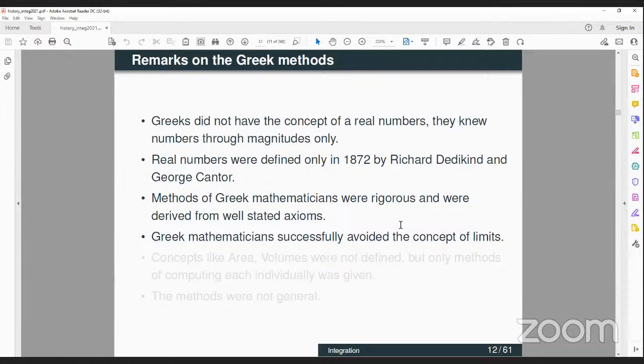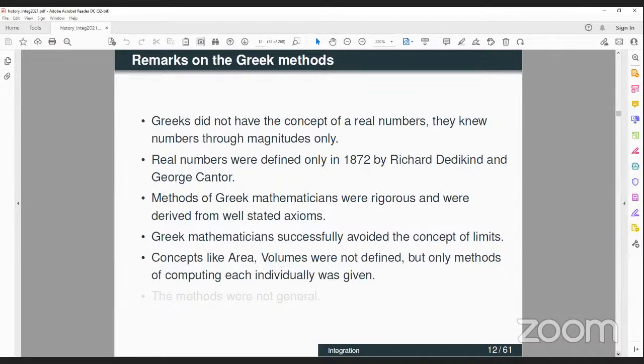If they assumed something, they wrote it clearly, assumed it as an axiom or whatever it is, and derived the results using them. They successfully avoided the concept of limits. Implicitly, they assumed it in the principle of exhaustion, but geometrically. The abstract idea of limit was avoided.